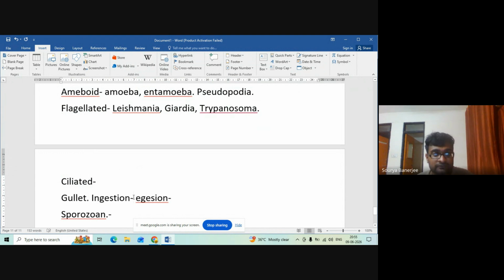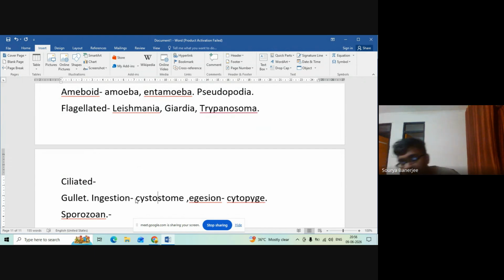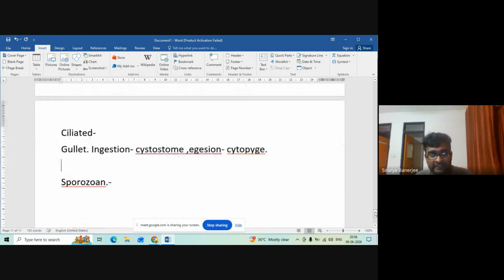Ingestion means taking in the food. Egestion means taking out the food. So egestion happens with us by the anus, right? In case of them, the egestion happens by cytopyge. And in case of ingestion, it happens by cytostome. Okay. Now coming to examples, right? Examples are Paramecium.